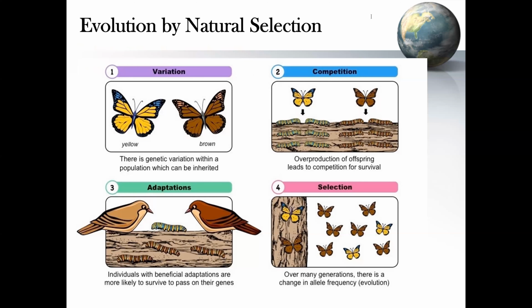Another quality in the population that has to exist for natural selection is competition. Most organisms produce more offspring than the environment can support. Now, I think this even applies to humans. But most organisms produce more offspring than the environment can support. That means there will be competition for survival.